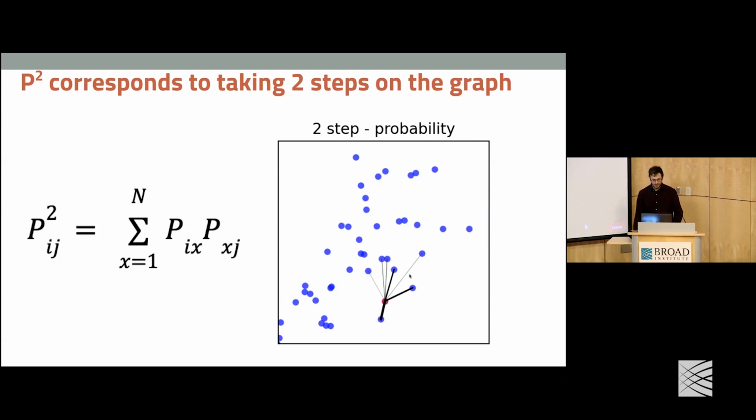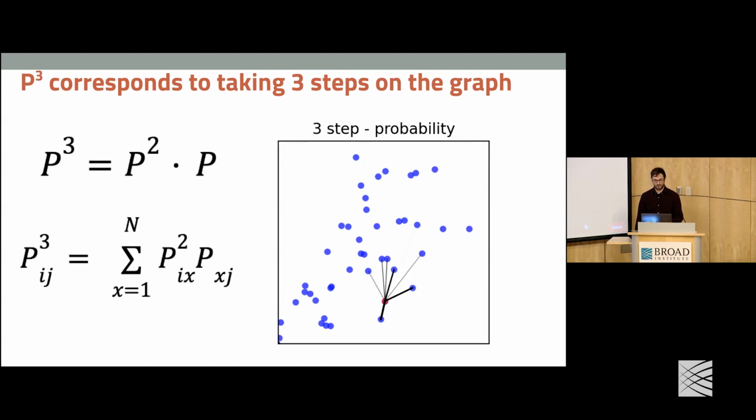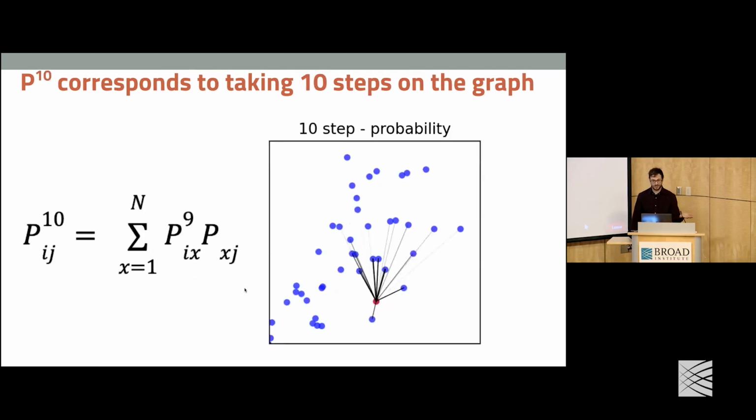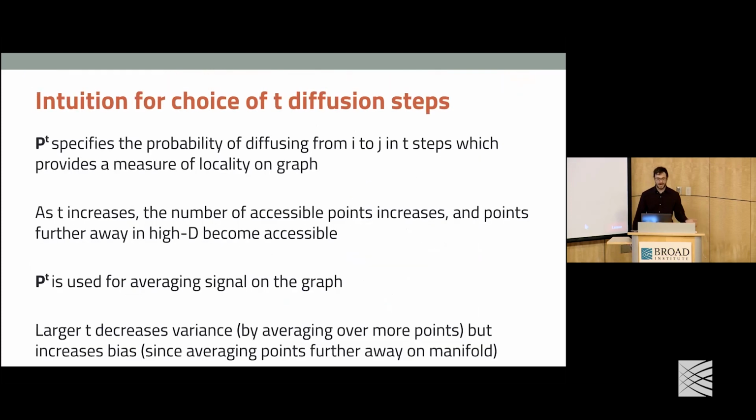So why stop at 2 steps? You can now cube the matrix to get the 3-step transition probability. So the probability of getting somewhere in 2 steps times the probability of transitioning from that in 3, and all the way up to an arbitrary number of diffusion steps. But what does this correspond to? Why might we want to do diffusion over a given number of steps? So this Markov transition matrix to the power t specifies the probability of diffusing from node i to j in t steps, which provides some measure of locality on the graph.